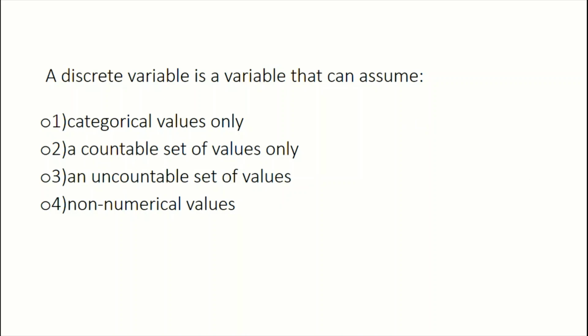A discrete variable is a variable that can assume categorical values only, a countable set of values only, an uncountable set of values, or non-numerical values. The correct answer is, a discrete variable is a variable that can assume a countable set of values only.